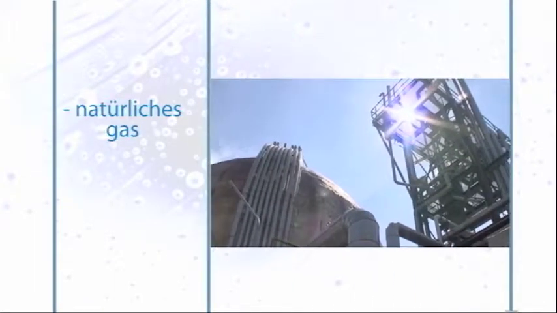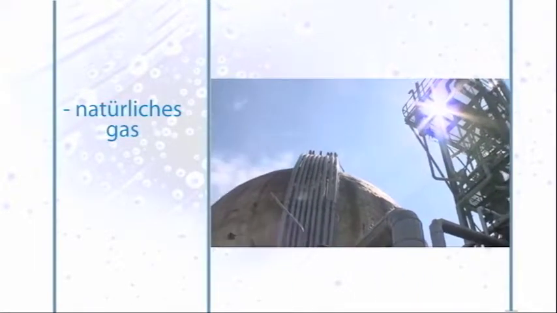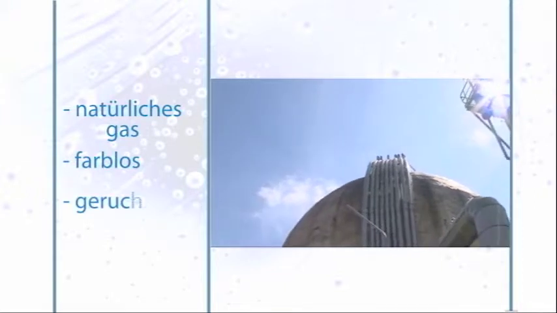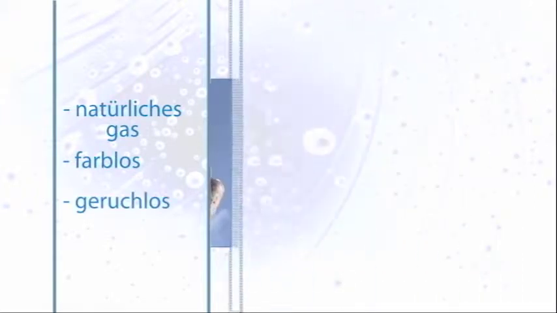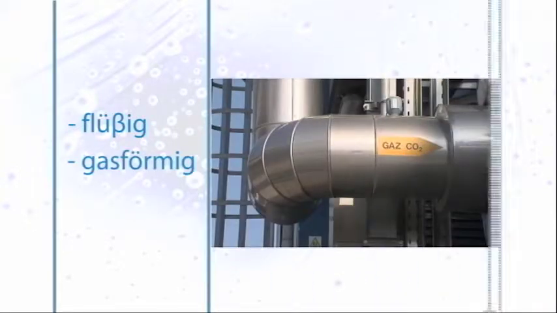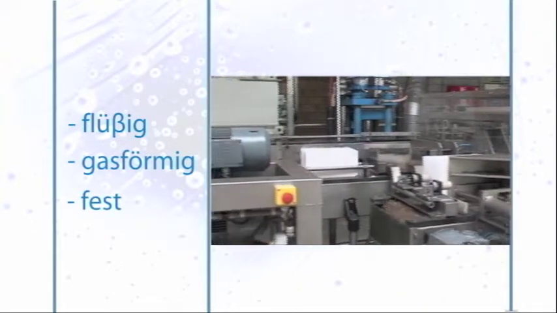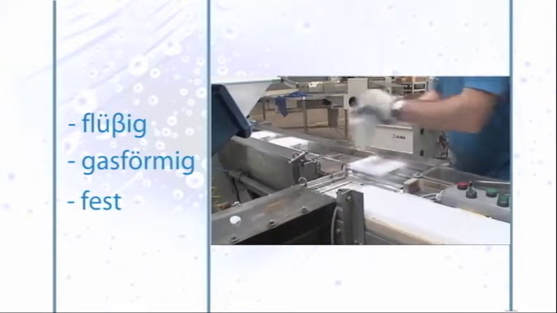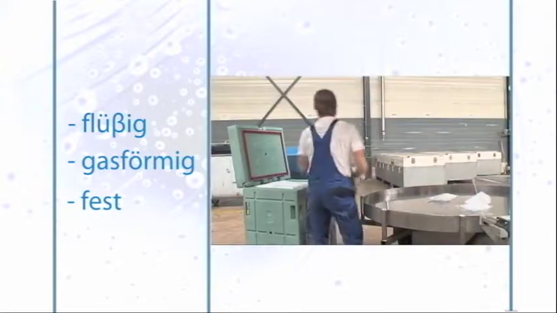Carbon dioxide is a natural gas that is present in the atmosphere. It is colourless and odourless. CO2 exists in liquid form, in gaseous form, and in solid form. CO2 in solid form is dry ice snow that can be compressed to ice blocks or pellets.